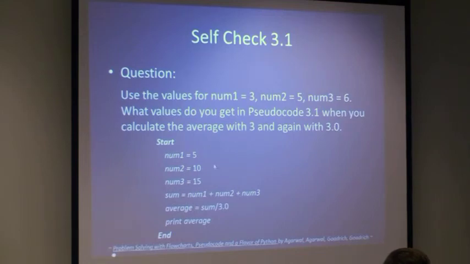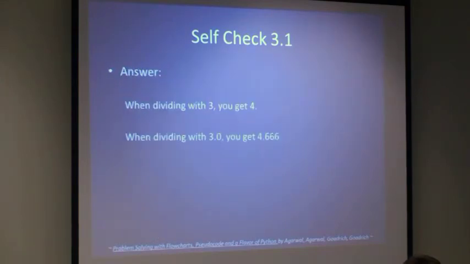Now, if you use different values for these 3, 5, and 6, you get a different result, right? Whether you divide by 3.0 or 3, it doesn't make any difference because division always gives you a real number. So there's one small mistake in the coming slide somewhere. See if you can find it, or I will point it out to you.